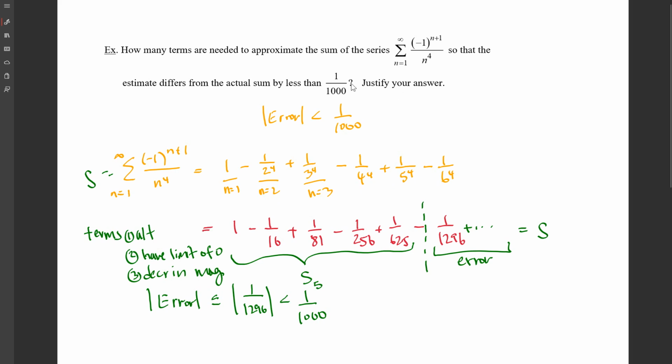So my answer is, let's see, how many terms are needed? The number of terms that are needed would be 5 terms. 1, 2, 3, 4, 5.